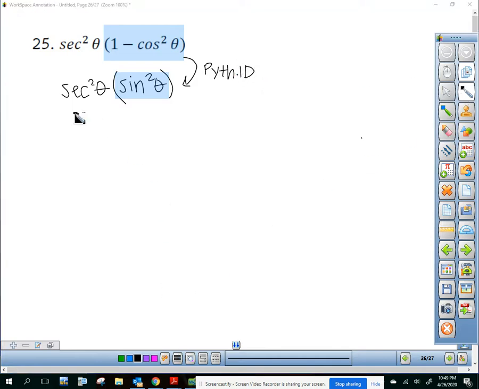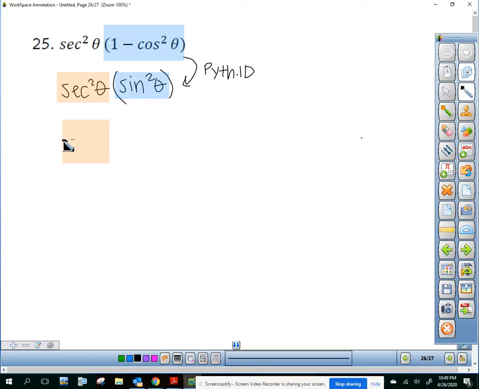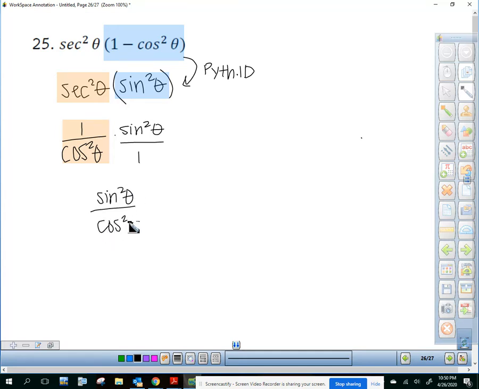Then we can think to try and get everything in terms of sine or cosine if possible. We know secant is the reciprocal of cosine. So secant squared would be the reciprocal of cosine squared. So if you want to see this as a fraction, you can put it over 1, if that makes more sense to you. So now we're left with sine squared over cosine squared. And this replacement was the reciprocal identity.